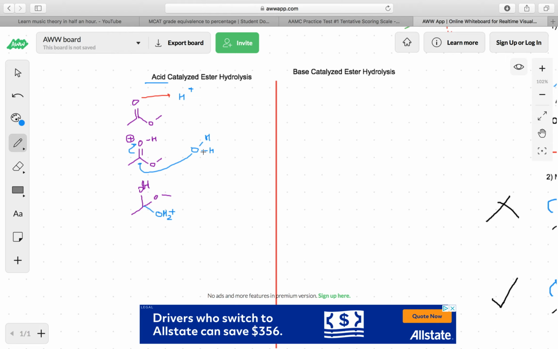So now let's think. We want to create a carboxylic acid. That's the end goal. We're hydrolyzing this ester to form COOH. We know we need this in our final molecule. So if we want to keep it, we have to deprotonate it. So we're going to use some water that's floating around in solution, and we're going to deprotonate this oxonium ion.